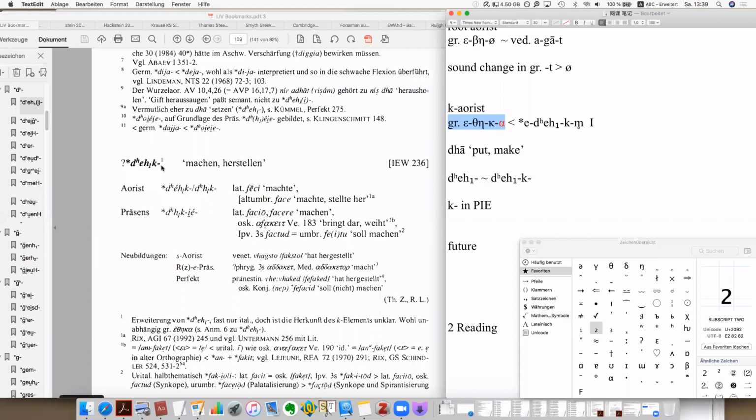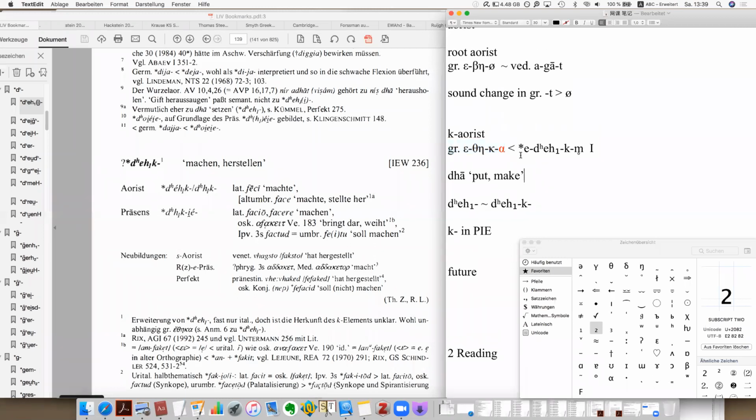And it is probably influenced by this take, a variant of the root put, to place, right? And also to make. And this is actually the origin of the Latin word facio. You have it here, facio, facere, and also, of course, the French word faire. Okay, and then why should we need a k element?